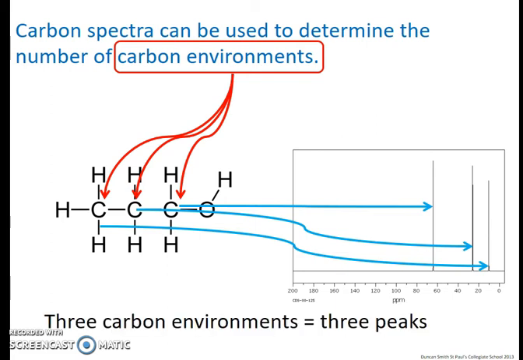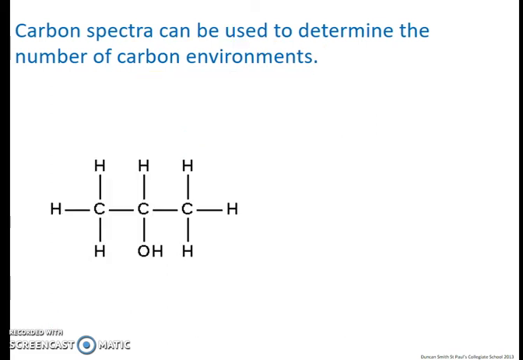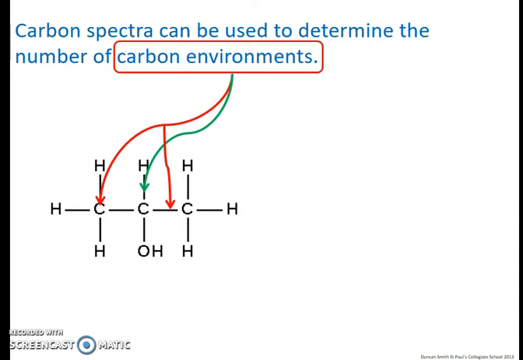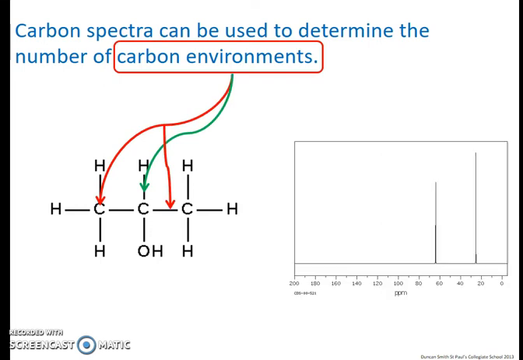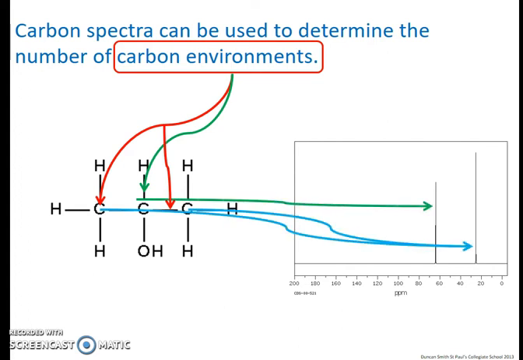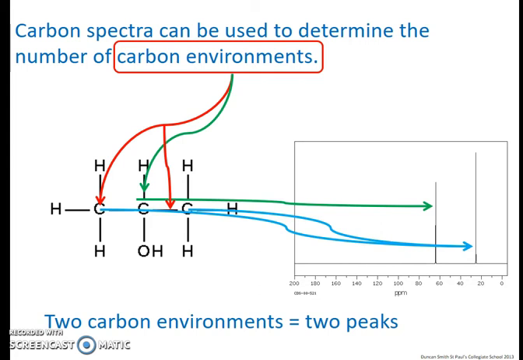In contrast, if we look at propan-2-ol, as opposed to the previous spectra, which is propan-1-ol, hopefully you can start to see that the 2 carbons on each end, carbon 1 and carbon 3, are actually in identical carbon environments, and so this particular molecule has only 2 carbon environments, so it has a spectra with only 2 peaks.